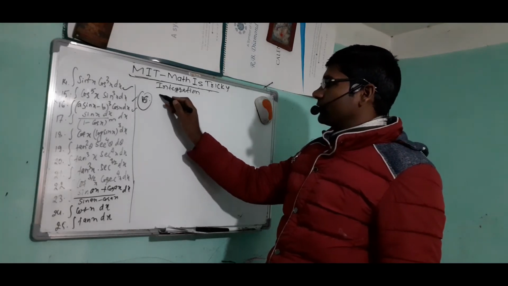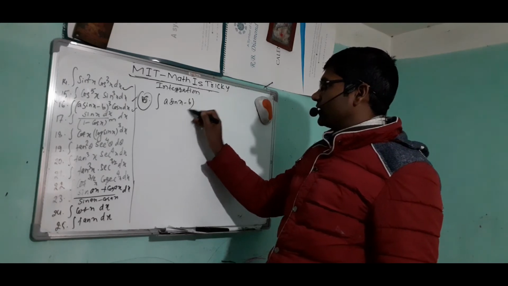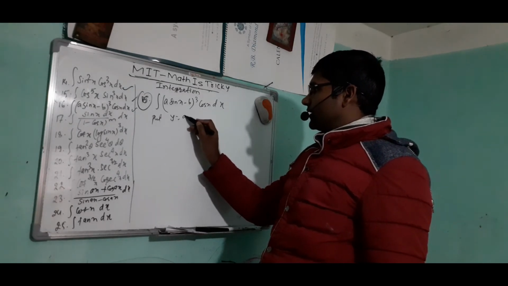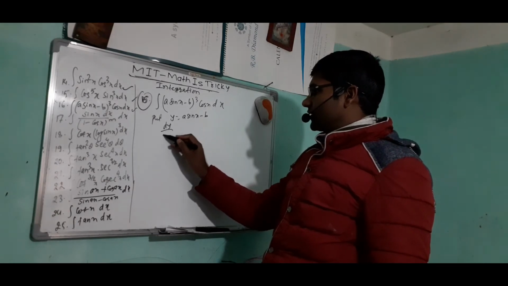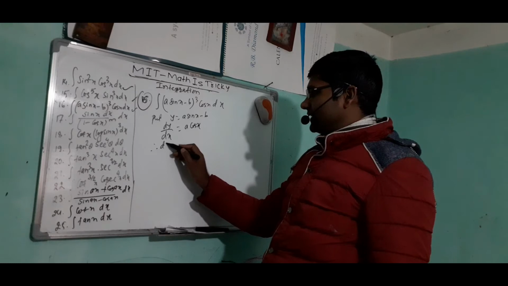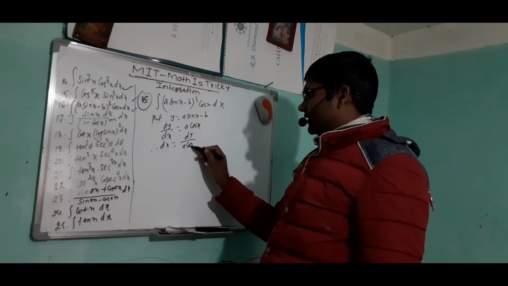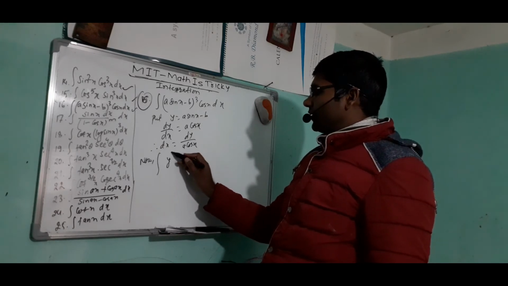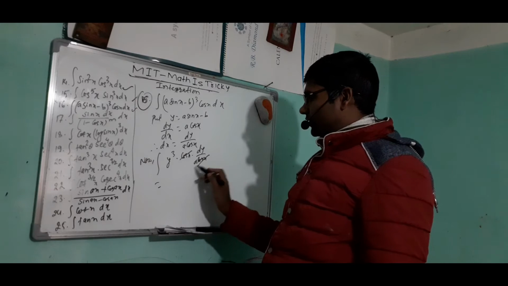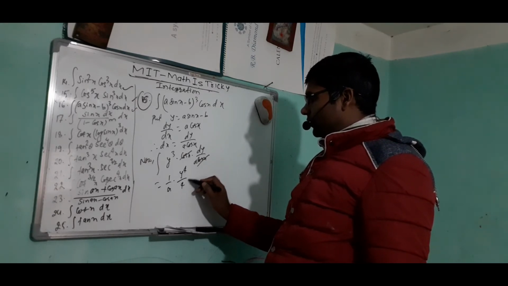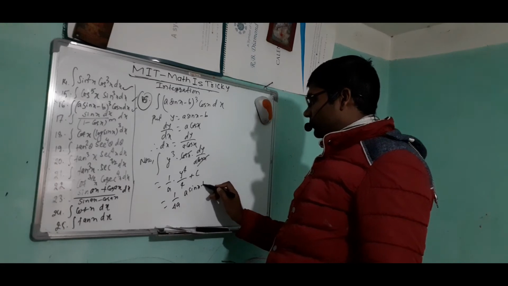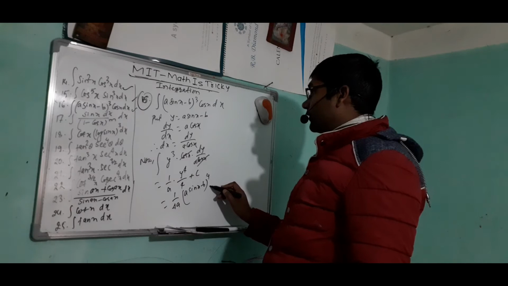Question number 16: integration of a sine x minus b whole power 3 times cos x dx. Put y equals a sine x minus b. So dy by dx is the derivative of sine, cos, times a: a cos x. Therefore dx equals dy by a cos x. Now the question becomes y cube cos x times dy by a cos x, the cos cancels, so it is 1 by a times y power 4 by 4 plus c. Simply, it will be 1 by 4a times a sine x minus b whole power 4 plus c.